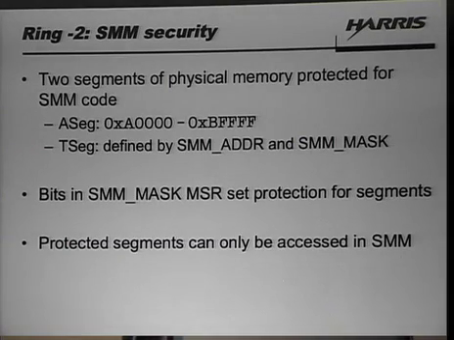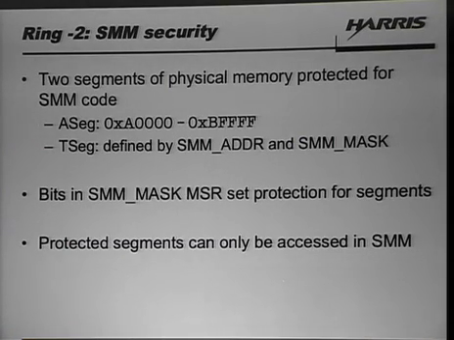And the way this works is that there are two segments of physical memory that are provided such that reads or access to them is denied unless you're actually in system management mode. On AMD64, you have the ASEG, which is a legacy segment, and the TSEG, which is defined by two model-specific registers. The reason for this is that you can reposition the code later, so that if you have a BIOS that needs more compatibility with legacy operations and uses lower ranges of memory, you can actually move it to a higher range.